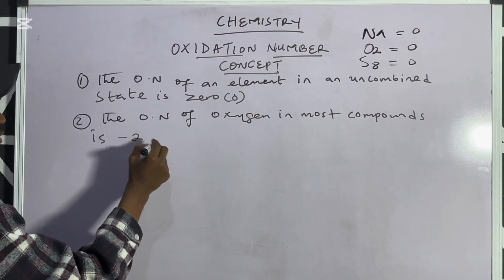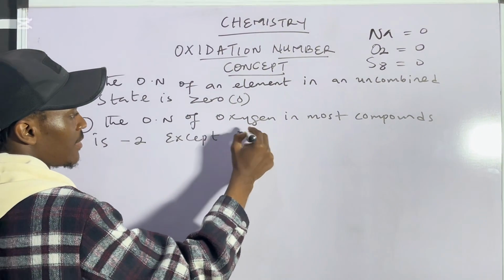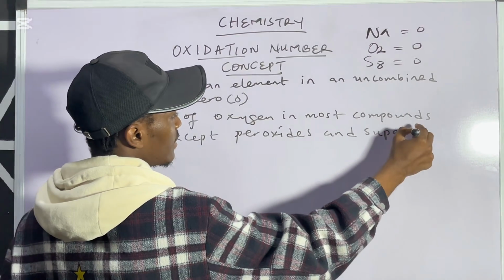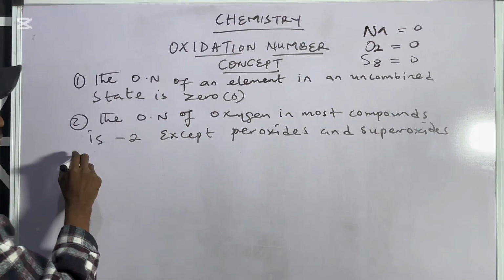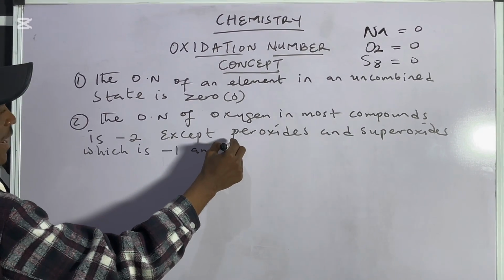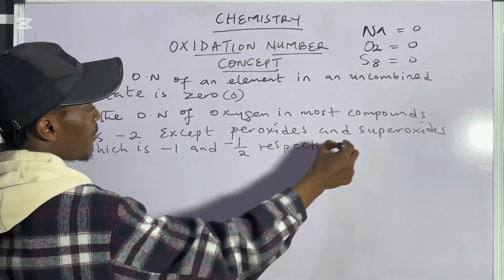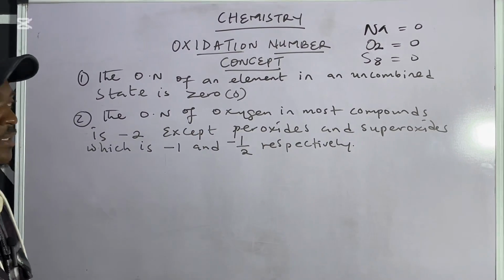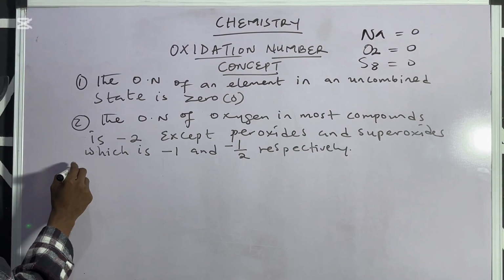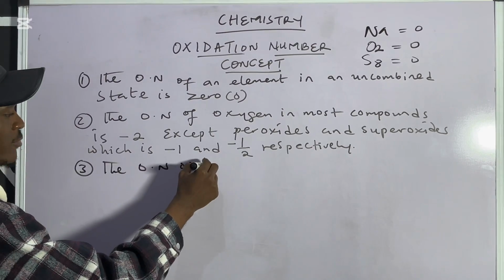Then rule 2: the oxidation number of oxygen in most compounds is -2, except peroxides and superoxides, which is -1 and -0.5 respectively. Alright, so in any other compound other than a peroxide or a superoxide, the oxidation number of oxygen remains -2.